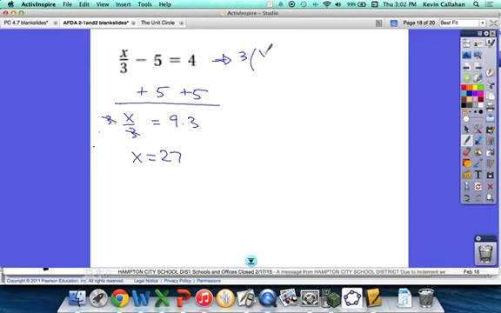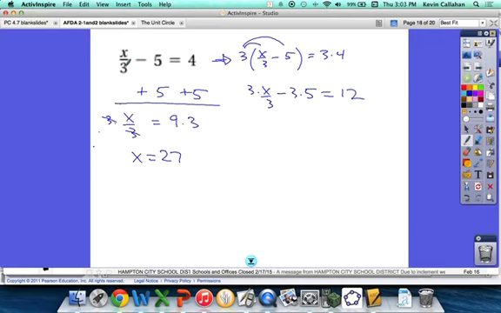3 times x over 3 minus 5 equals 3 times 4. Now, this is a distributive property. You're going to have 3 times x over 3 minus 3 times 5 equals 12. What we usually see is when you decide to multiply times 3, you multiply the x over 3 by 3, but you forget to multiply the 5.